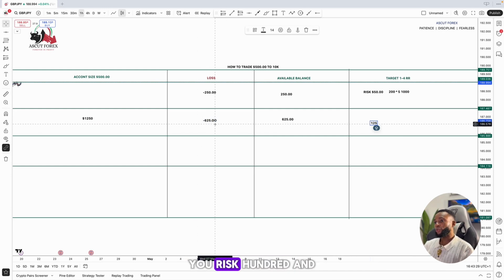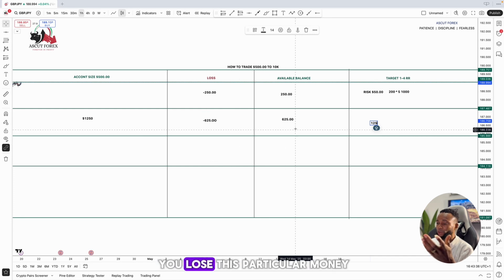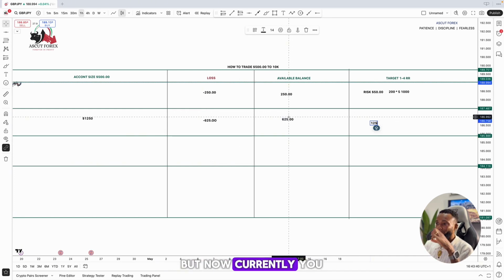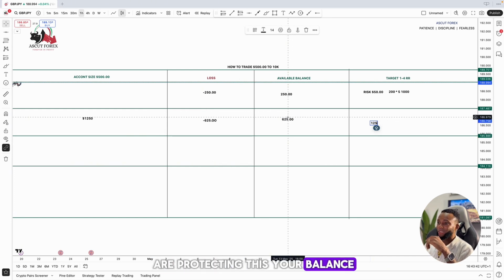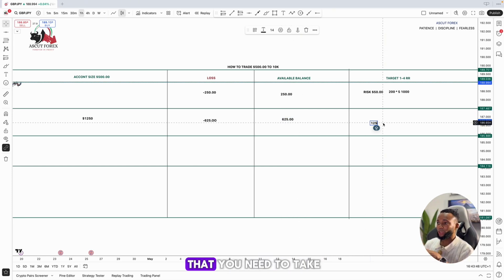Because now remember, you risk $125 here, and you blow the first one, you blow your second trade, your third trade, your fourth one, even the fifth trade. That's the reason why you lose this particular money. But now currently you are protecting this your balance, making sure that you don't lose any money from the 5 trades that you need to take.